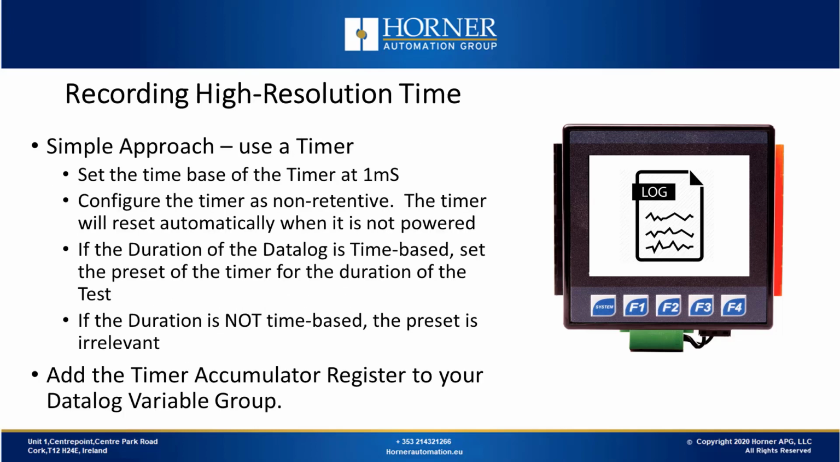Once you start sampling faster than normally, the automatic timestamp in the data log is not recorded in high resolution. However, you can manually set up recording of high resolution time. You can use a timer and add a time base in milliseconds to your data log. Then, you can configure the timer to be non-retentive, so the timer resets to 0 when it doesn't have power. If the duration of the data log is time-based, then we can also use that timer to time the duration of the test, which is useful. And if the duration is not time-based, then it doesn't matter where we set the preset for the timer. Then, you can add the timer accumulator register to your datalog variable group.